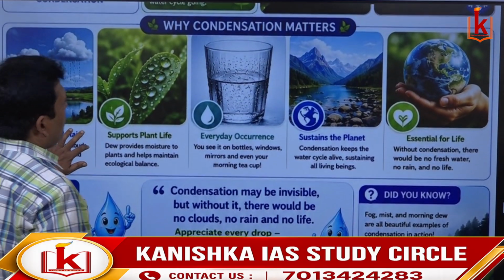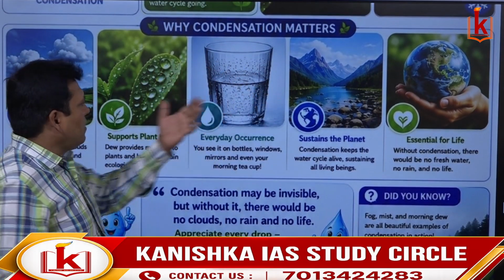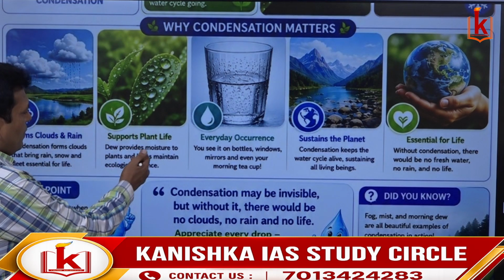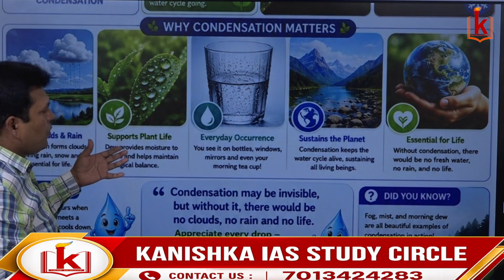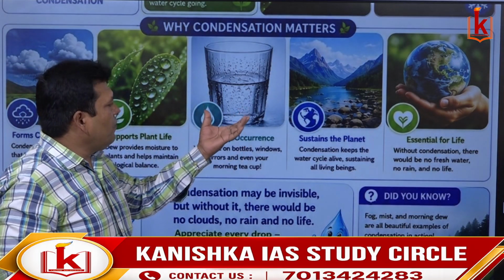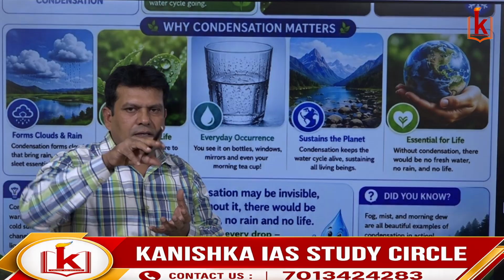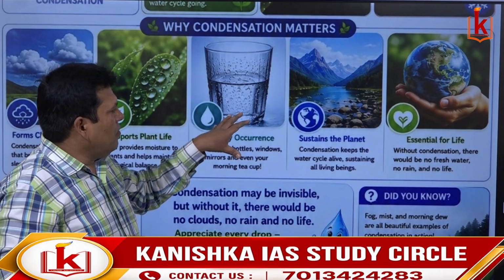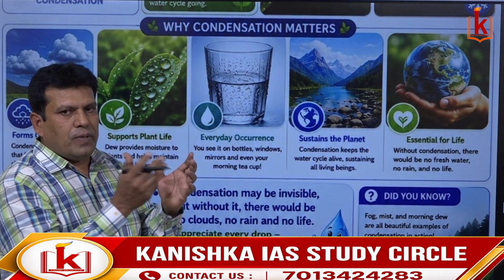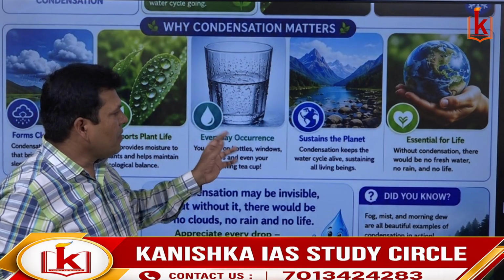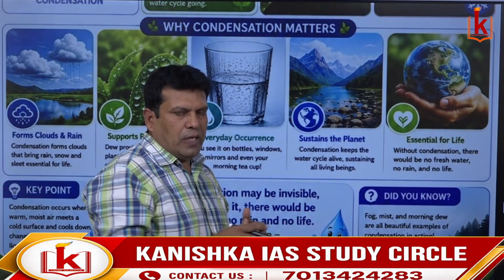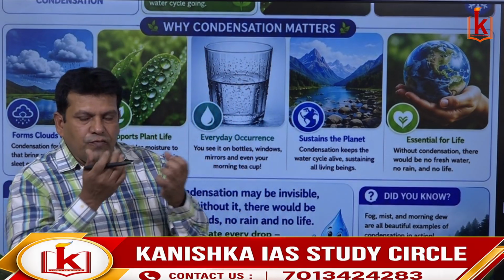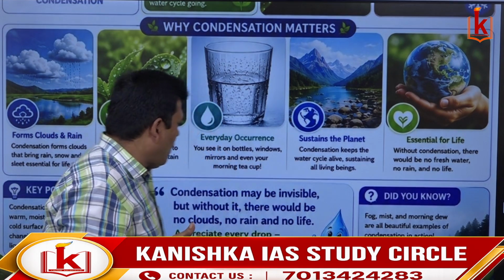Here in the picture you could see why condensation matters, because it is everywhere. When we talk about dew settling on the leaves, it supports plant life. It is an everyday occurrence also. Even when you pour chilled water into a glass, you observe that water droplets settle on the outer surface of the tumbler or glass. This condensation process is very important for life, because it helps in the water cycle and brings fresh water to the planet for survival.